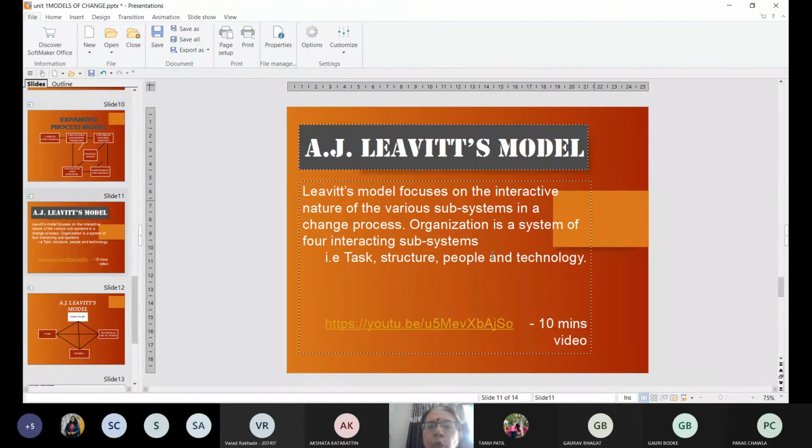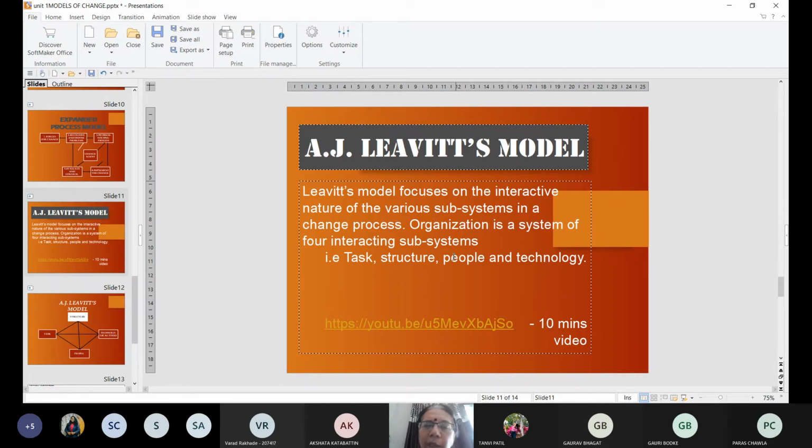Now we come to the fourth model, which is the last model which we have to study. And this model is given by A.J. Levitt. That is why it is called as A.J. Levitt's model. A.J. Levitt has given emphasis to 4 important factors or 4 interacting subsystems. They are task, structure, people and technology. What Levitt believes in or what Levitt says is that if there is a change in even one, if there is a change in task, then there will be change in the other 3 also.